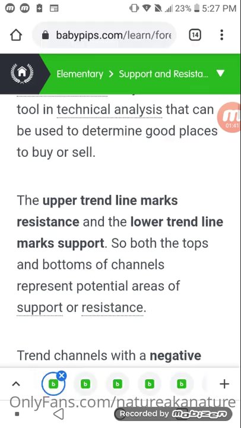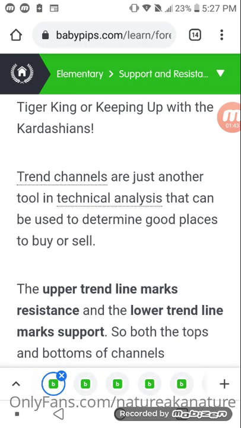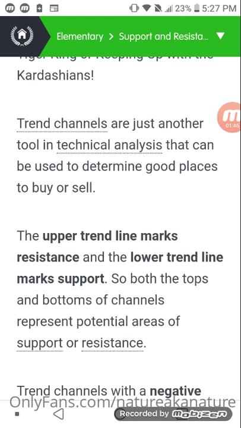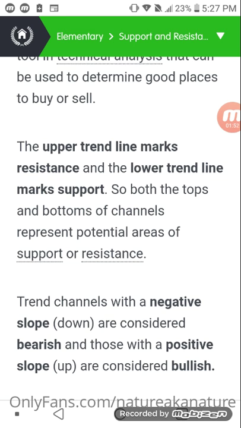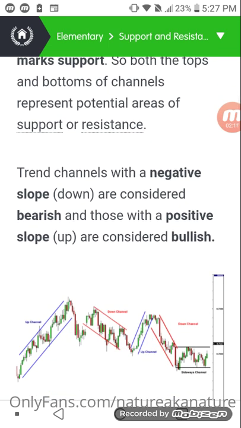Trend channels are just another tool a technical analyst can use to determine a good place to buy or sell. To draw a trend channel, the upper trend line marks the resistance and the lower trend line marks support, so both the tops and the bottoms of the channels represent potential support and resistance areas. Trend channels with a negative slope, going down, are considered bearish, and trend channels with a positive slope, going up, are considered bullish.